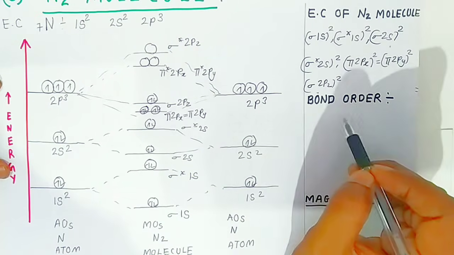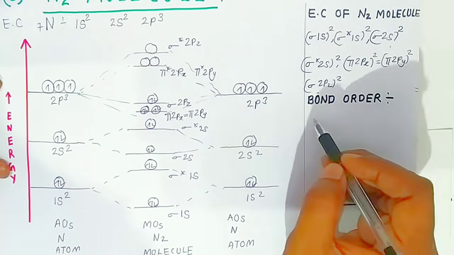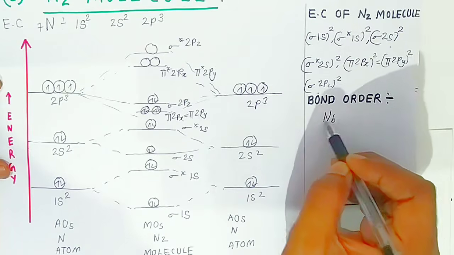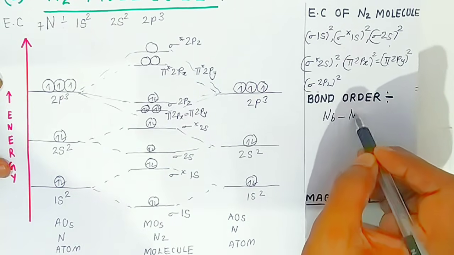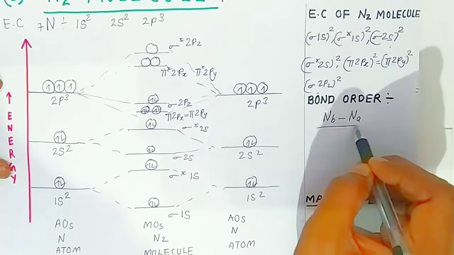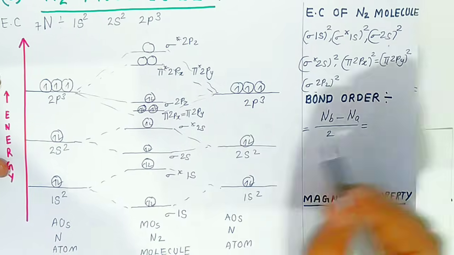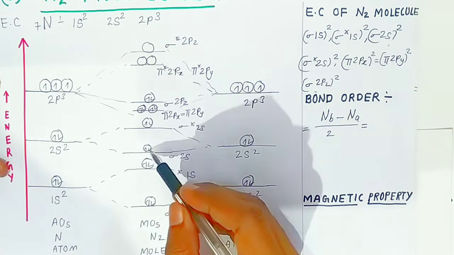Now students, when you are talking about the bond order of the nitrogen molecule, we have the formula for finding the bond order. The number of electrons present in bonding molecular orbitals, minus the number of electrons present in anti-bonding, and we have to make it half. Number of electrons in bonding means the electrons which have low energy.